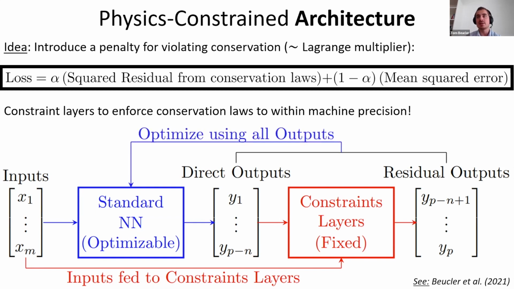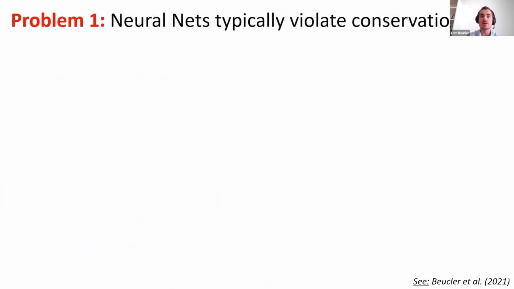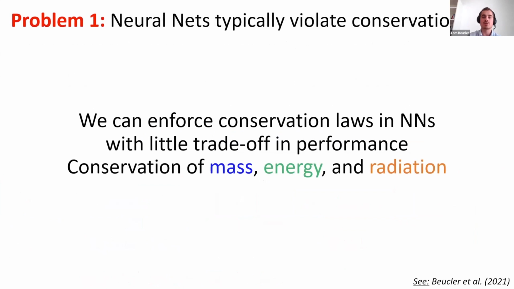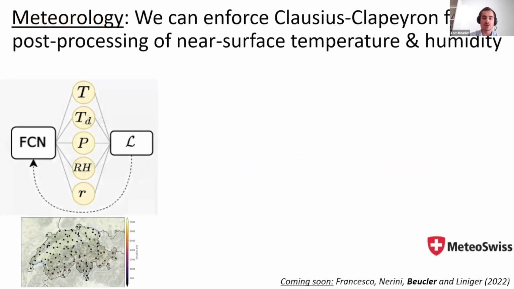And then that way, when you optimize the neural network, those constraints are taken into account, and the final weights and biases you have depend on those constraints. And so we have a way in a climate modeling context to enforce mass, energy, radiation conservation to within machine precision. So now I'm going to show in 3 minutes how we can also do it in a meteorological application.